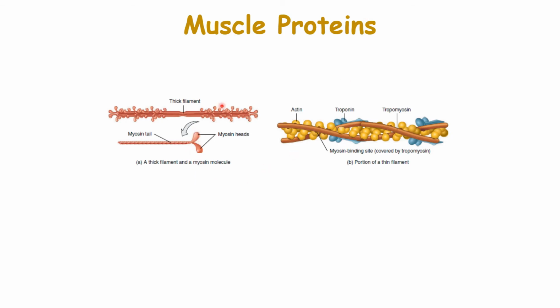The heads project outward from the shaft in a spiral fashion, each extending toward one of the six thin filaments that surround each thick filament. The thin filaments are anchored to the Z-disc. Their main component is the protein actin. Individual actin molecules join to form an actin filament that is twisted into a helix. On each actin molecule there is a myosin binding site where a myosin head can attach.